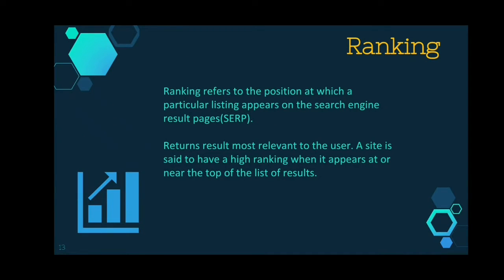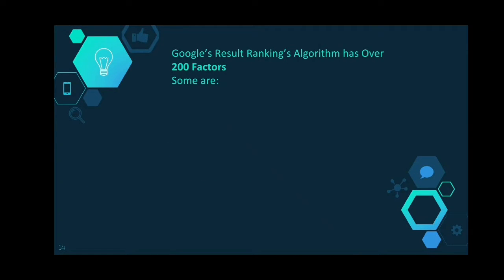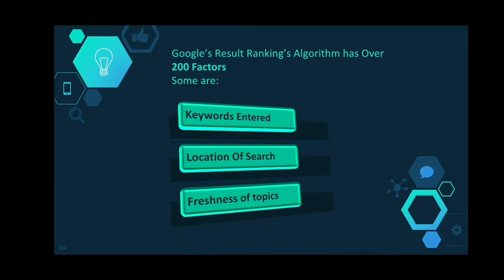Ranking is a program that orders the search results in the manner that is most relevant and useful, and decides which result will be in first place, second place, and the list goes on. Google has an algorithm for ranking the results which has over 200 factors for positioning the results. Some of the factors are the keywords entered, that is the keyword you are searching for, the location of the search, that is your current location when you are searching for any specific result, and freshness of the topic.